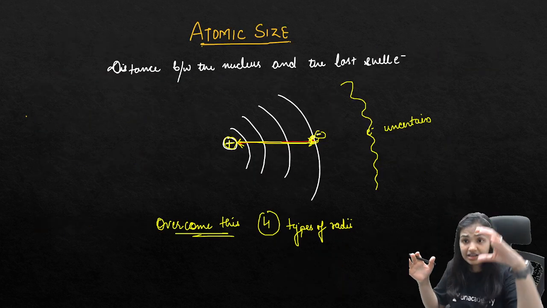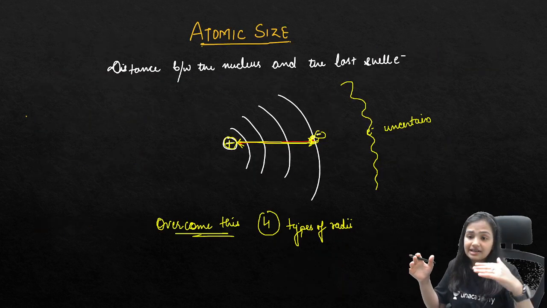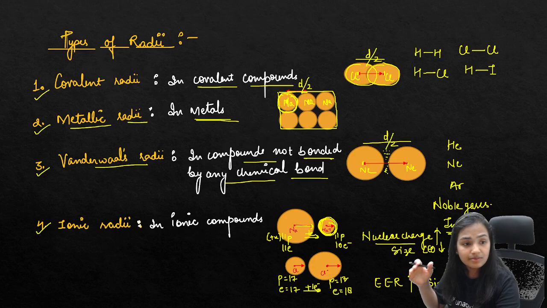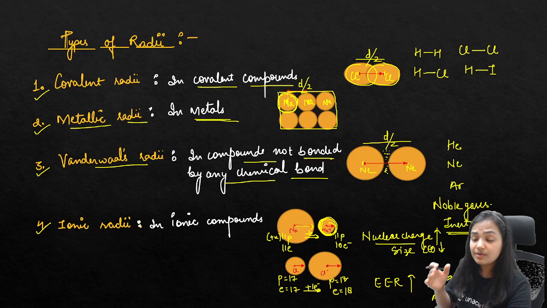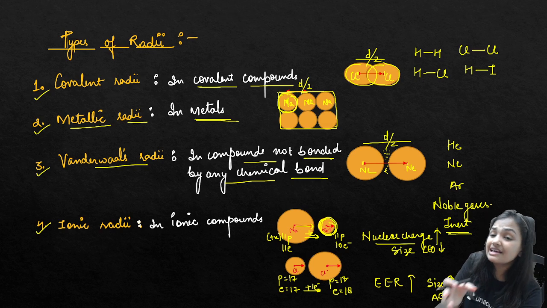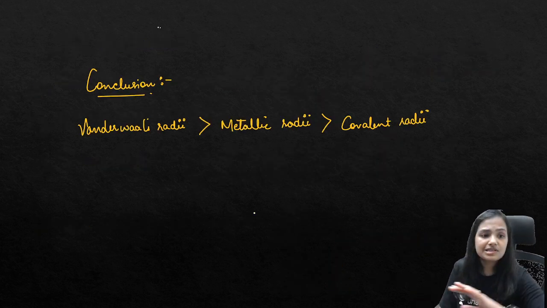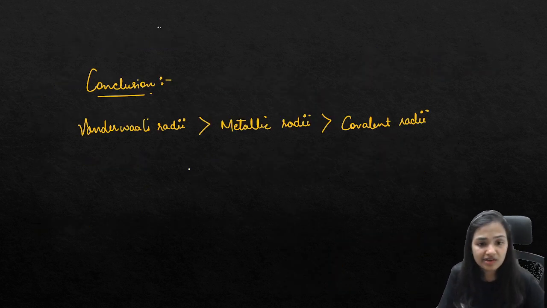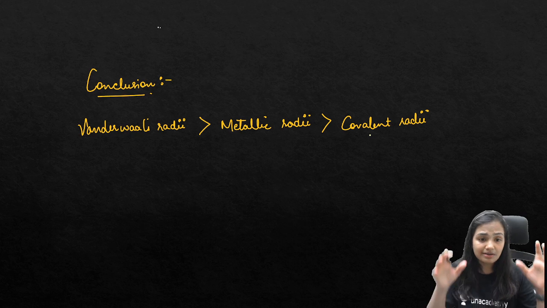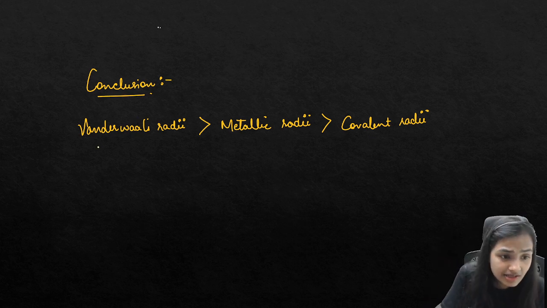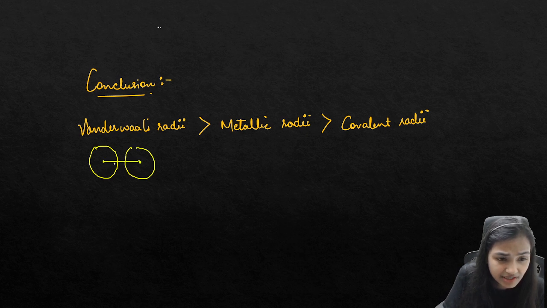By calculating all such radii, that is the covalent, the metallic, the van der Waals and the ionic radii, we will be able to find the exact or approximate atomic size of an atom. If you compare the van der Waals, metallic and covalent radii, you will come to this conclusion. In the case of van der Waals radii, the atoms come as close to each other as they can. So the van der Waals radius can be determined by this distance, d by 2.